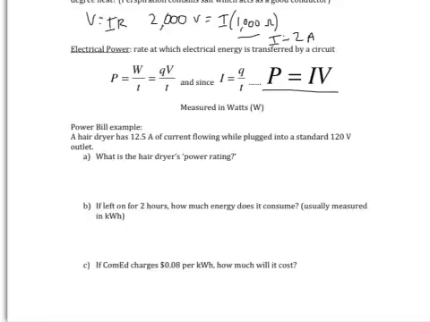So go ahead and pause this video for a minute and try the next example here. A hair dryer has 12.5 amps of current flowing while plugged into a standard 120 volt outlet. Go ahead and answer parts A, B, and C, and then continue the video to see if you are correct.